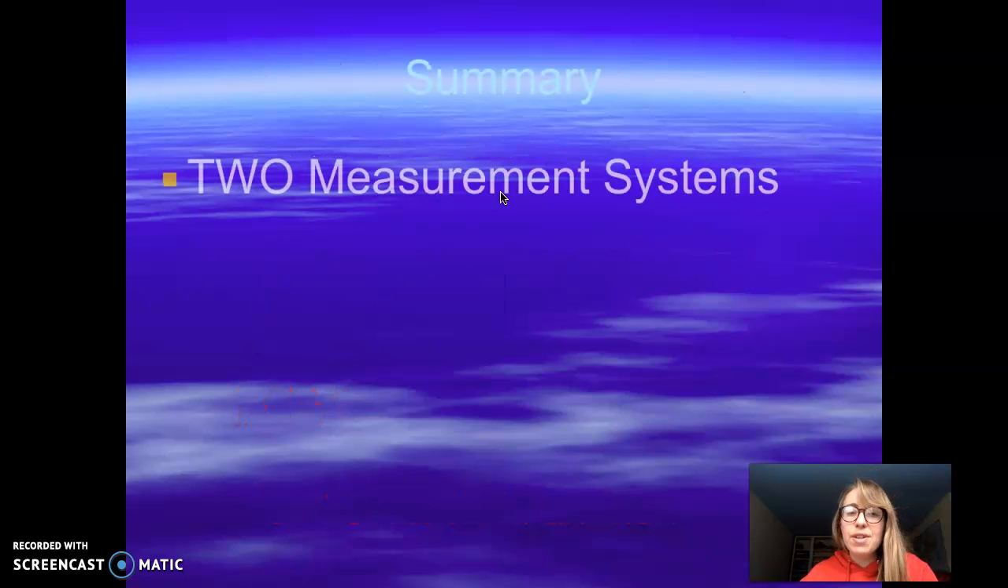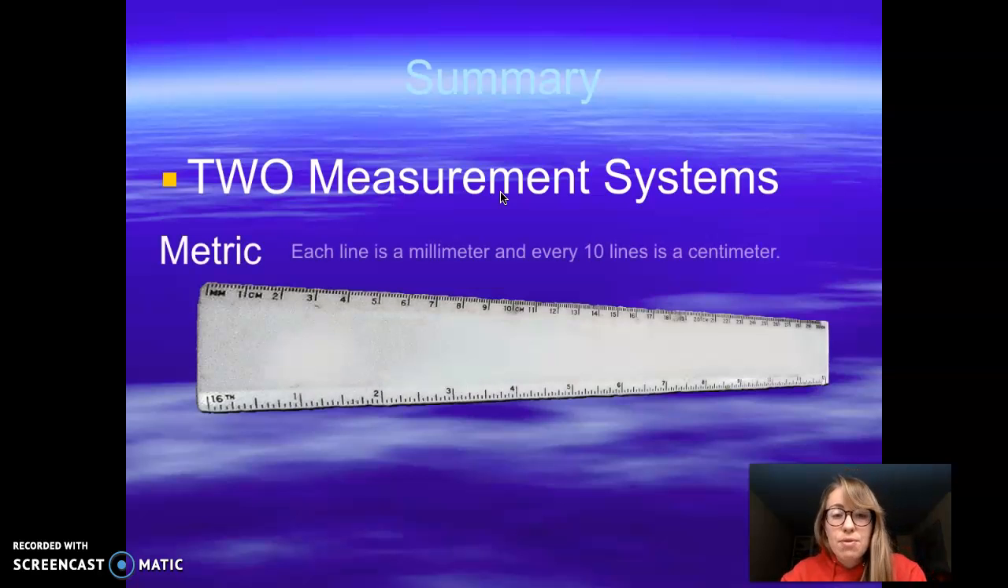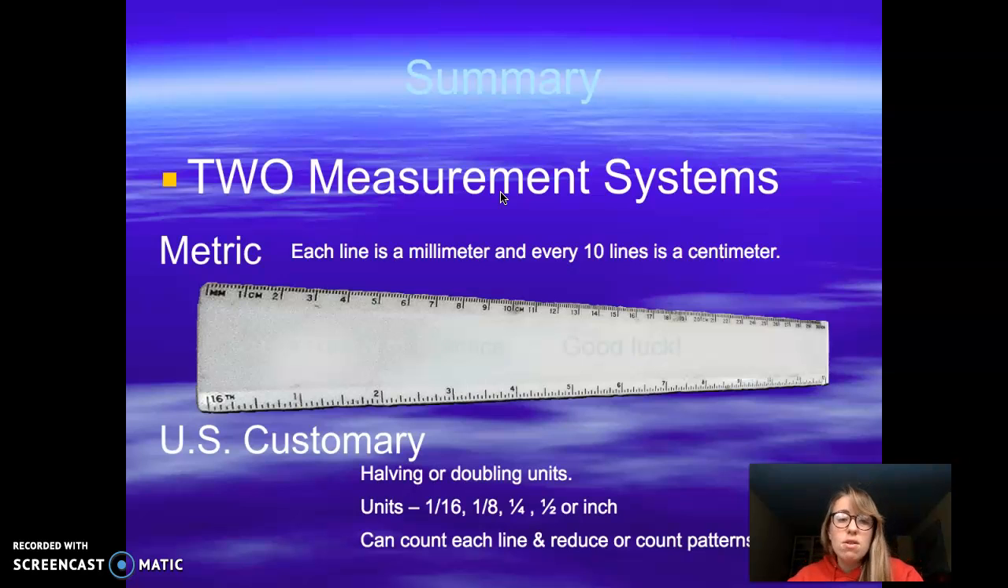All right, so just to go over that, there's 2 measurement systems. You do need to talk about the differences between these 2 systems in the homework right after this video. And let's just keep in mind that the metric system is the one that we should always be using in science, even in the US, that is used for science.